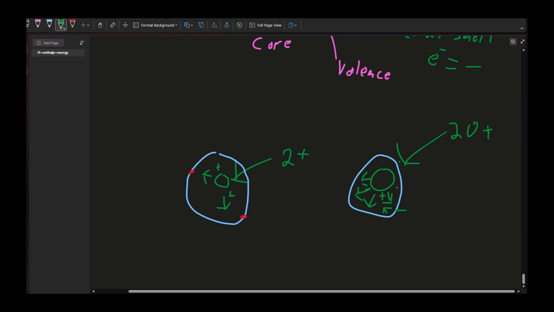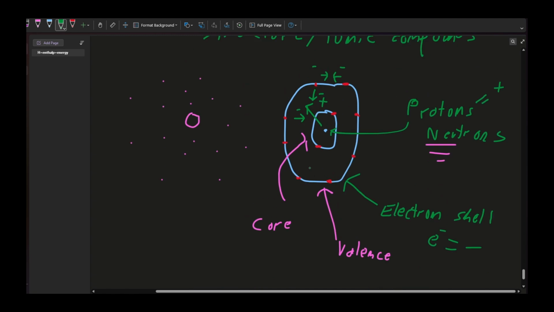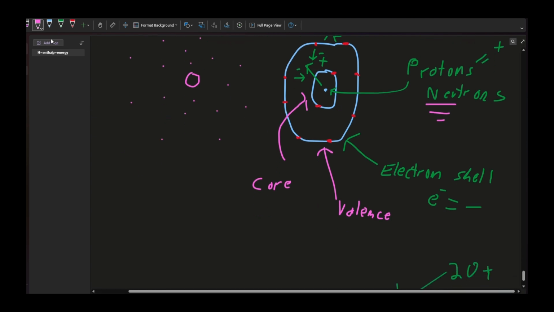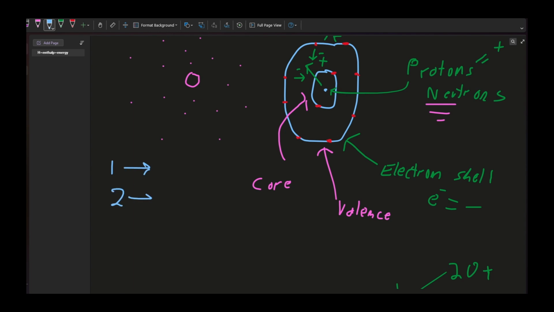Now, this is very important when you think about core and valence electrons. Because valence electrons exist in the very outer shell, this changes per atom, as different atoms have a different number of electron shells. And you'll see this as you go down the periodic table. Row 1 of the periodic table has one electron shell, and then row 2 has two electron shells, and row 3 has three electron shells, and so forth. And the valence electron shell is the outermost electron shell.